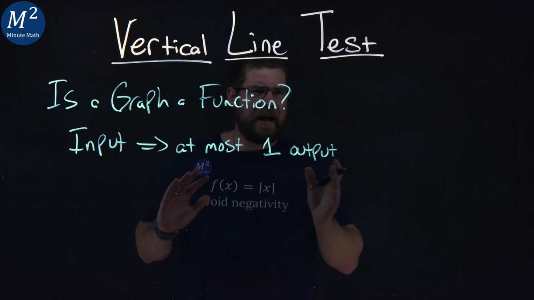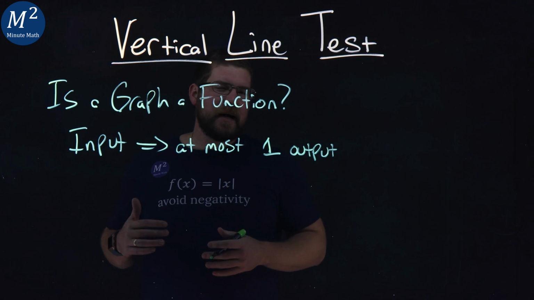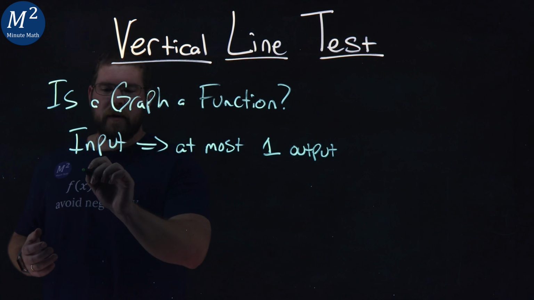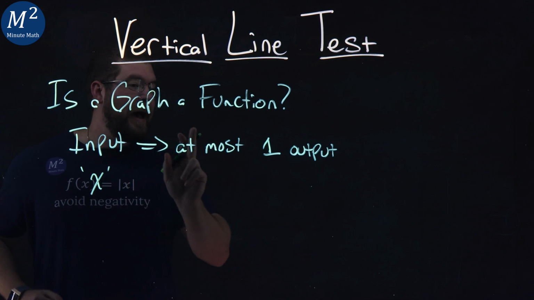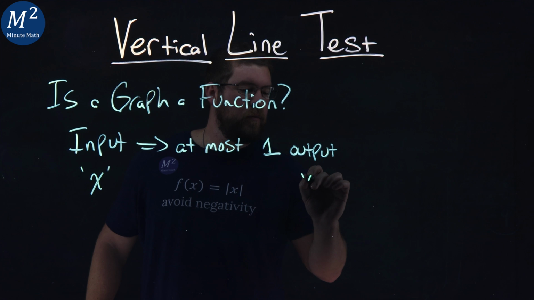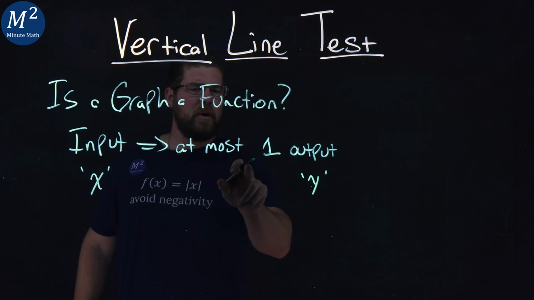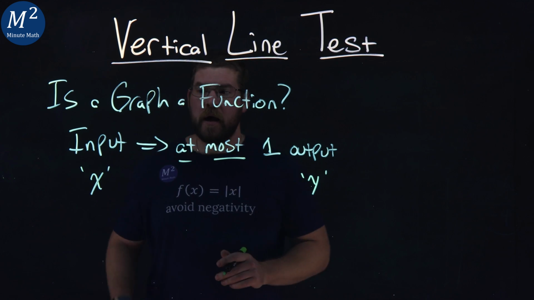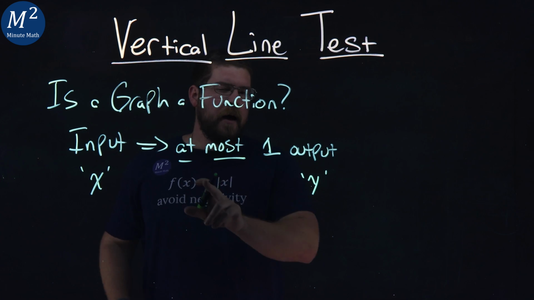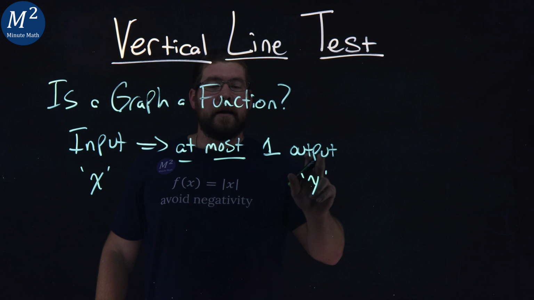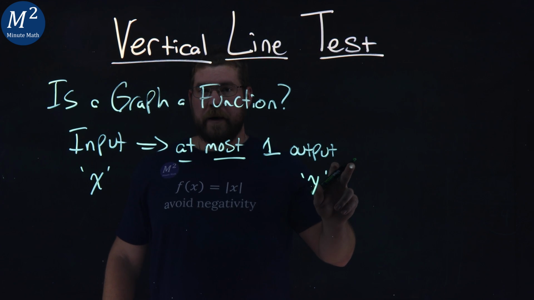Now, input, output, what does that really mean? A lot of times you'll see this as your x and y. Every one x value goes to at most one y value. And the key is the "at most" part right here. An x value can go to 0 output values. That's fine, there's nothing there. But it has to go to at most one output value, okay?